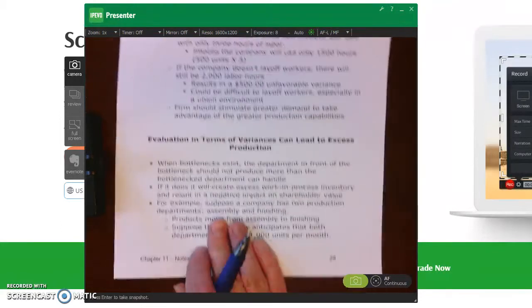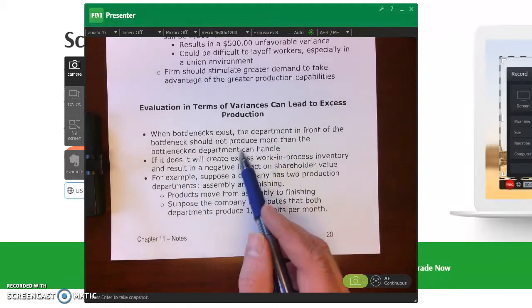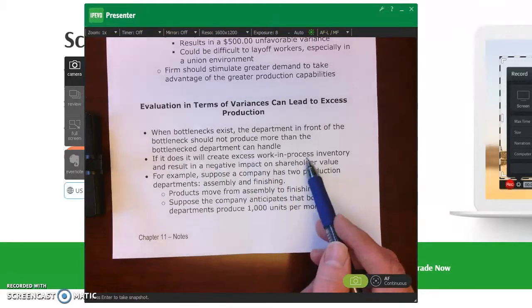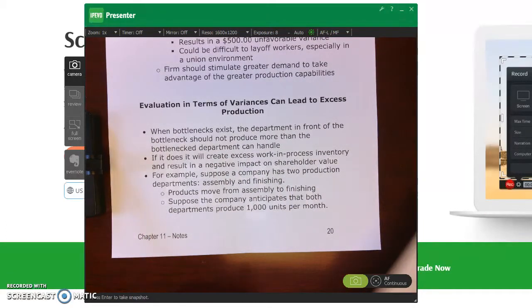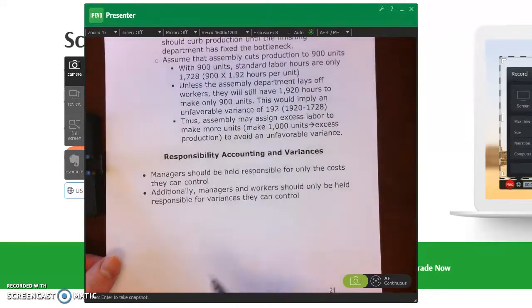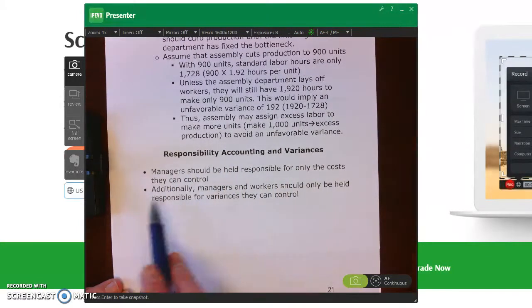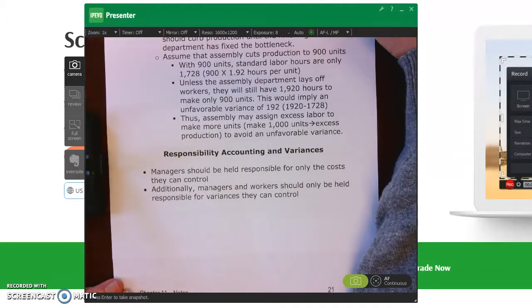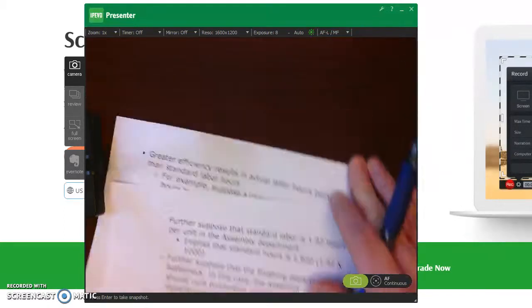Okay? We say the last thing over here, when bottlenecks exist, the department before the bottleneck should not produce more than the bottleneck department can handle. If it does, it'll create excess work in process inventories. Okay. I'll let you go over this example here in a little bit more detail by reading it. And then finally, we do have some responsibility accounting and variances. We want to only hold those managers responsible for the costs that they can control. If it's outside their control, it's not fair to hold them accountable.